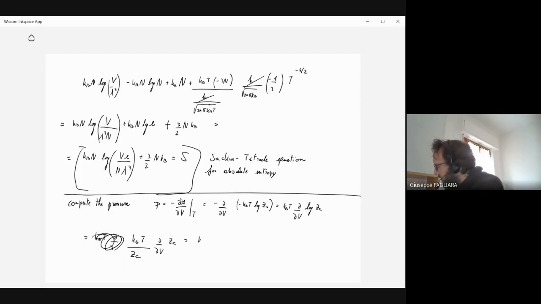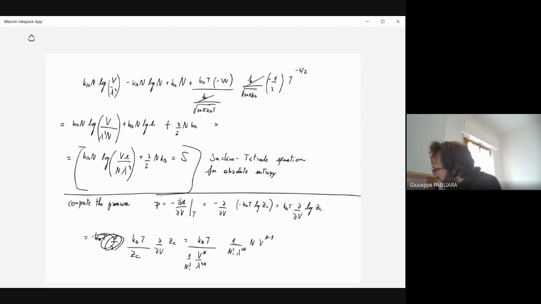And this is equal also to kBT divided by, well, this is V to the power of N lambda to the power of 3N, 1 divided by N factorial. Then I have to do the derivative of this quantity with respect to the volume, which is 1 divided by N factorial lambda to the power of 3N, and then I have N times V to N minus 1. Okay.